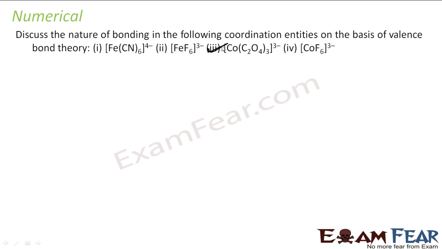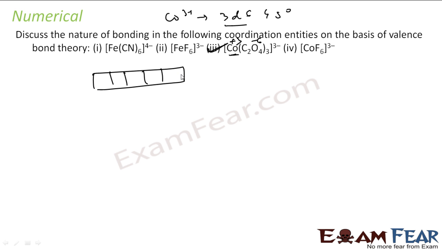The next is [Co(C2O4)3]3-. Here, 3 into 2 bidentate ligands, coordination number 6, octahedral. If you want, you can confirm on this. Here the cobalt will have oxidation state +3, since +3 minus 6 is -3. So Co3+ is 3d6. Cobalt is 3d7 4s2, and this is 3d6 4s0. If you want, you can write that: 3d6, then 3d, 4s, 4p.